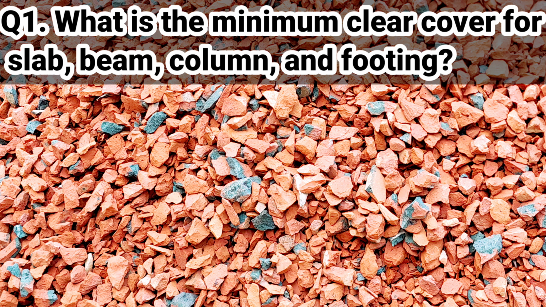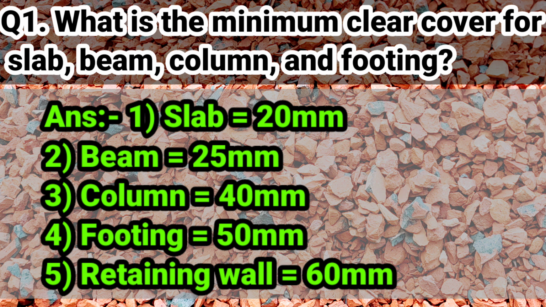What is the minimum clear cover for slab, beam, column and footing? For slab, the minimum clear cover is 20 mm, and for beam, the minimum clear cover is 25 mm. For column, the minimum clear cover is 40 mm. For footing, the minimum clear cover is 50 mm, and for retaining wall, the minimum clear cover is 60 mm.